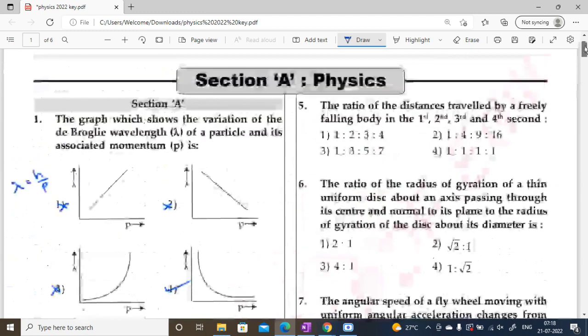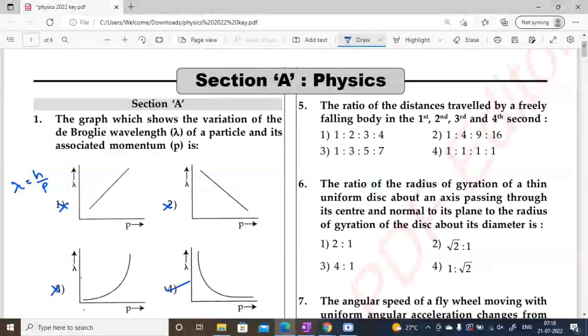Moving to the next question: the ratio of the distance traveled by the free falling body in the first, second, and third second. It's a very simple kinematics question. When you know the trick here, you can get the answer very directly. We know the general formula for the distance traveled in the nth second is given by u plus 1 by 2 a into (2n minus 1). And here they say the ratio of distances traveled by the free falling body, underline it, it's a free falling body. So instead of a, you should substitute g, the acceleration due to gravity.